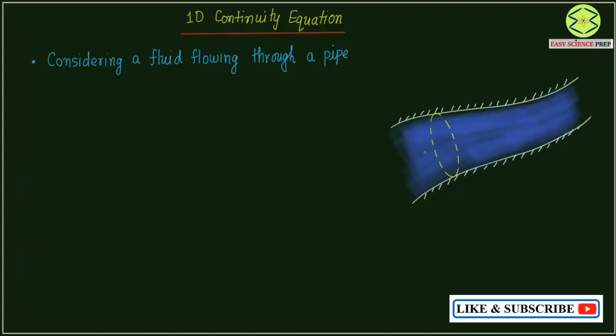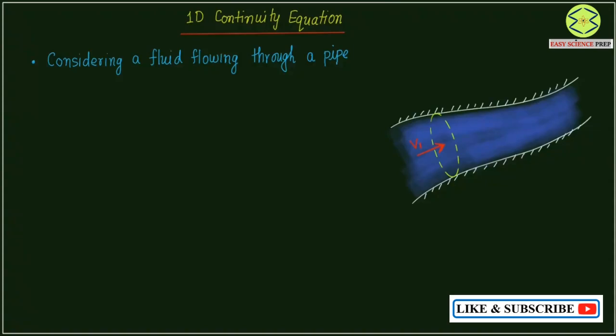Fluid is going to enter across this section. Here fluid is going to enter into this particular pipe with velocity v1. So fluid is entering across this area of cross section of the pipe with velocity v1 as shown in the figure. You can see here, this is section 1.